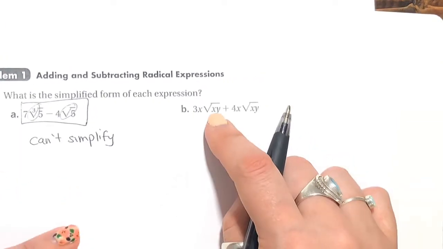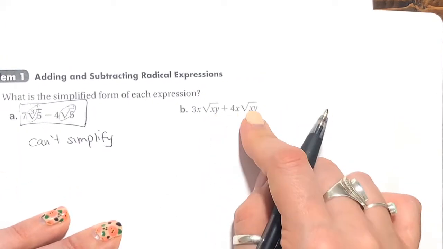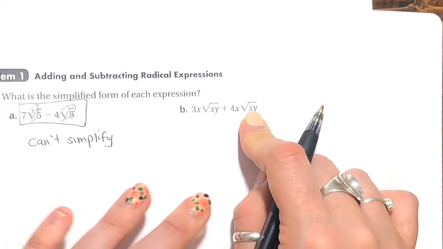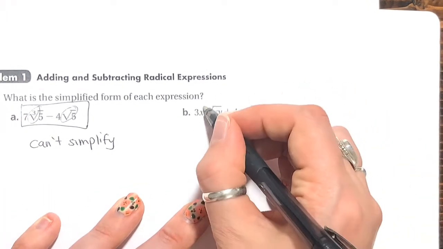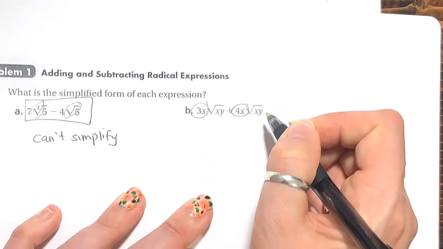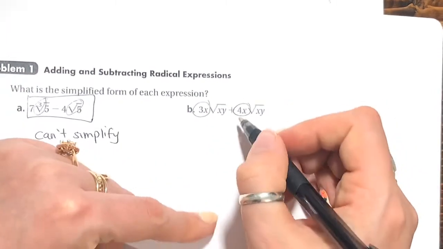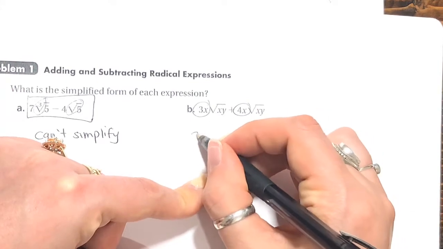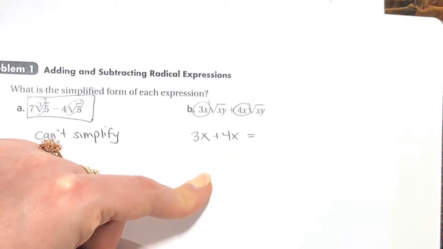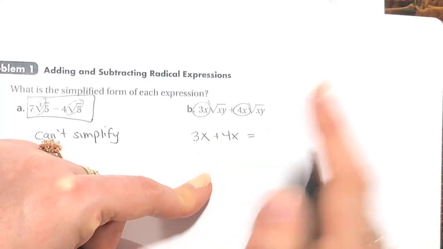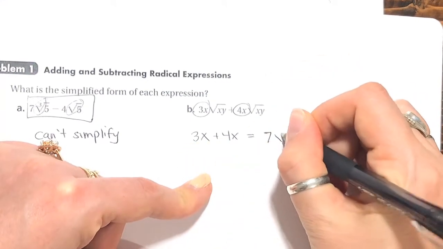Let's look at this one. I have a square root of xy and a square root of xy. So this one does match. So again, when they match, you can go ahead and just take those front pieces and add or subtract them. So on this one, we're adding. We're going to do 3x plus 4x, which our coefficients would be 7x. So 3 plus 4 is 7.